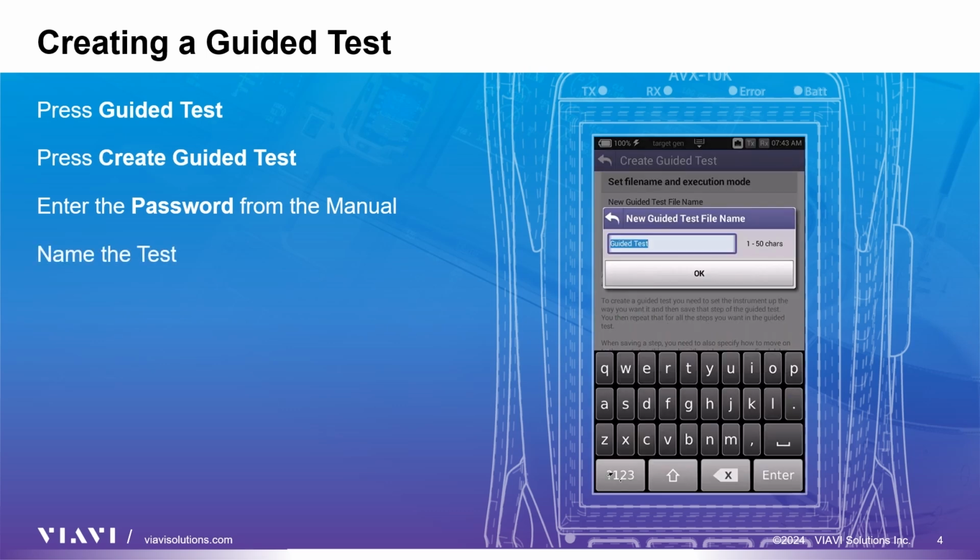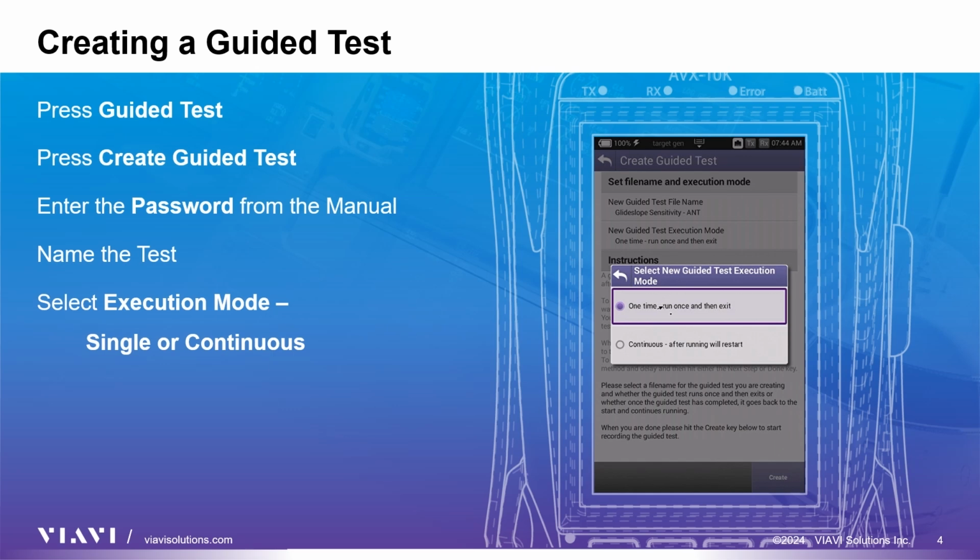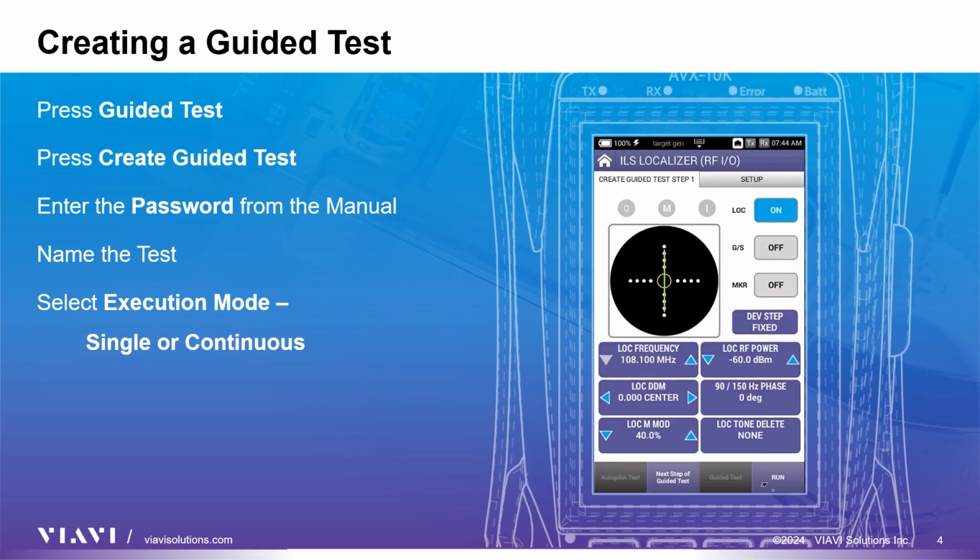Enter the name for the guided test you are about to create and choose the execution mode, either one-time or continuous. For this example, we will set up a glide slope sensitivity test. Read the instructions, and then press the Create button. The tab title will reflect the test step number. It is typical to start with the setup parameters. Set up the test set to align with your procedures.